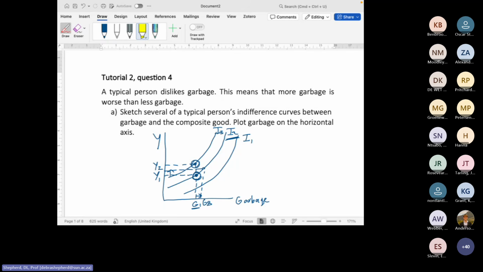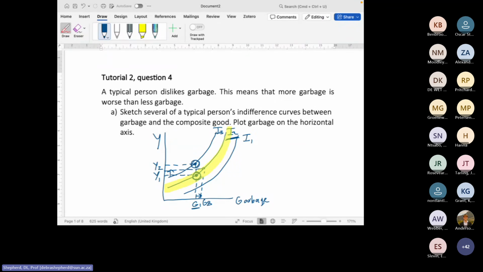So these indifference curves are increasing at an increasing rate, because in order to compensate for the loss of utility from consuming more garbage, this individual needs to then consume more of the composite good in order to keep them as satisfied as they were. Okay, so this type of example shows you very clearly how the shapes of indifference curves reveal somebody's preferences. So this is the picture for somebody who has a dislike for garbage, but likes the composite good.